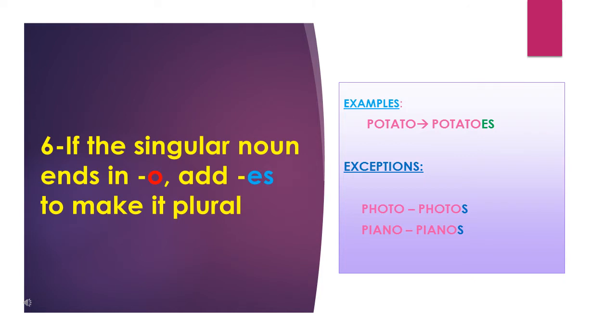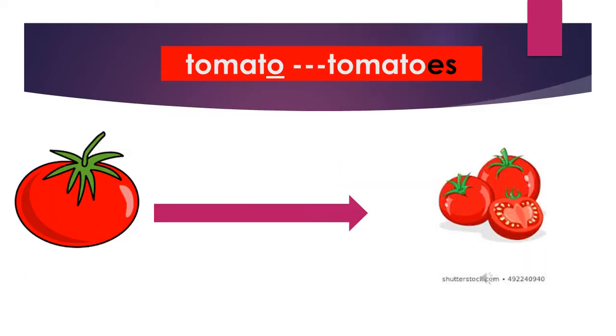Okay, so if the singular noun ends in o, add ES to the end of the noun. For example, potato, potatoes. One potato, four potatoes. Exception: there are nouns that end in o but we add only S, not ES, such as photo, photos, and piano, pianos. Here is another example. Tomato ends in o, so we add ES. So one tomato, three tomatoes.